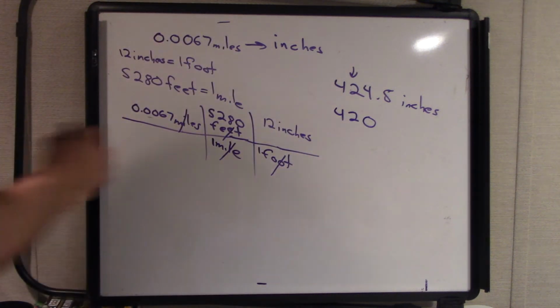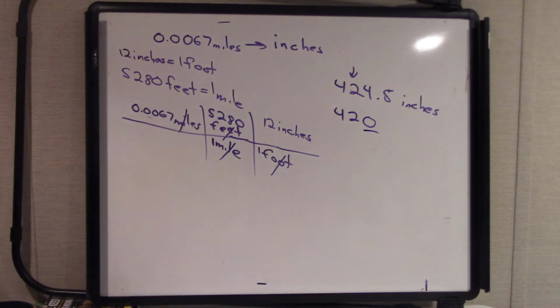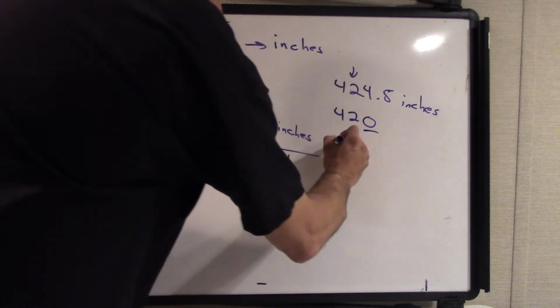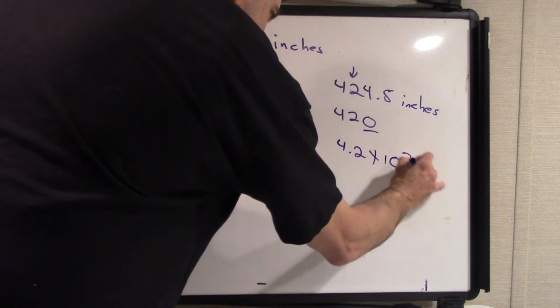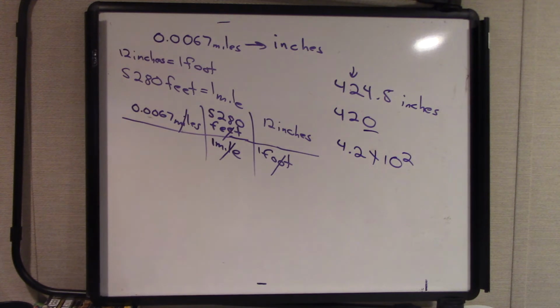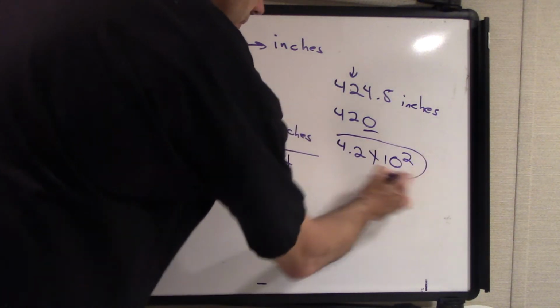But then I'd kind of recognize this 0 is one of those kind of strange, ambiguous zeros. So to really be clear, if you cared about the significant figures, you would change this into scientific notation, and you would get the 4.2 times 10 to the second for your final value for this.